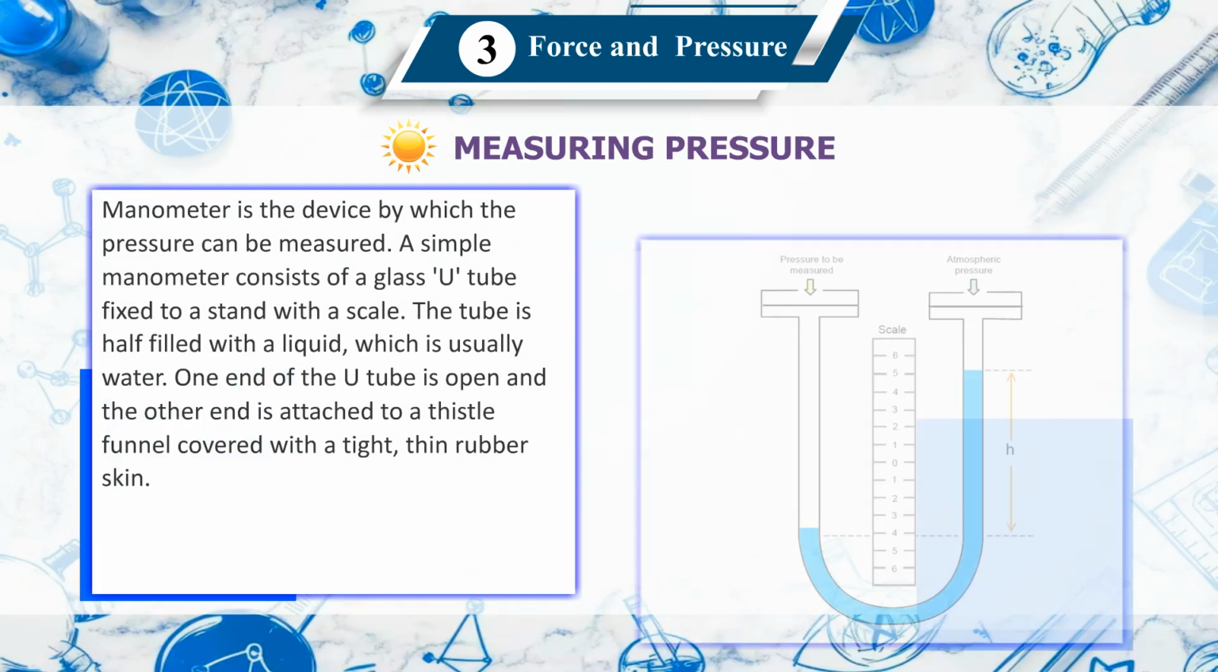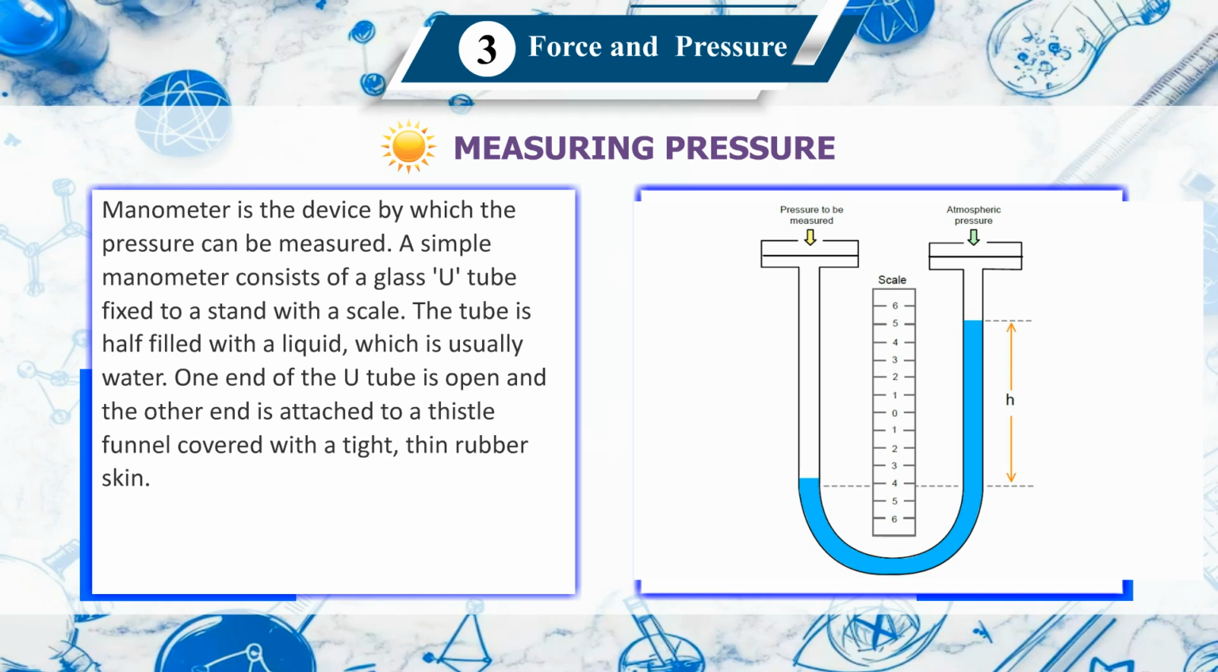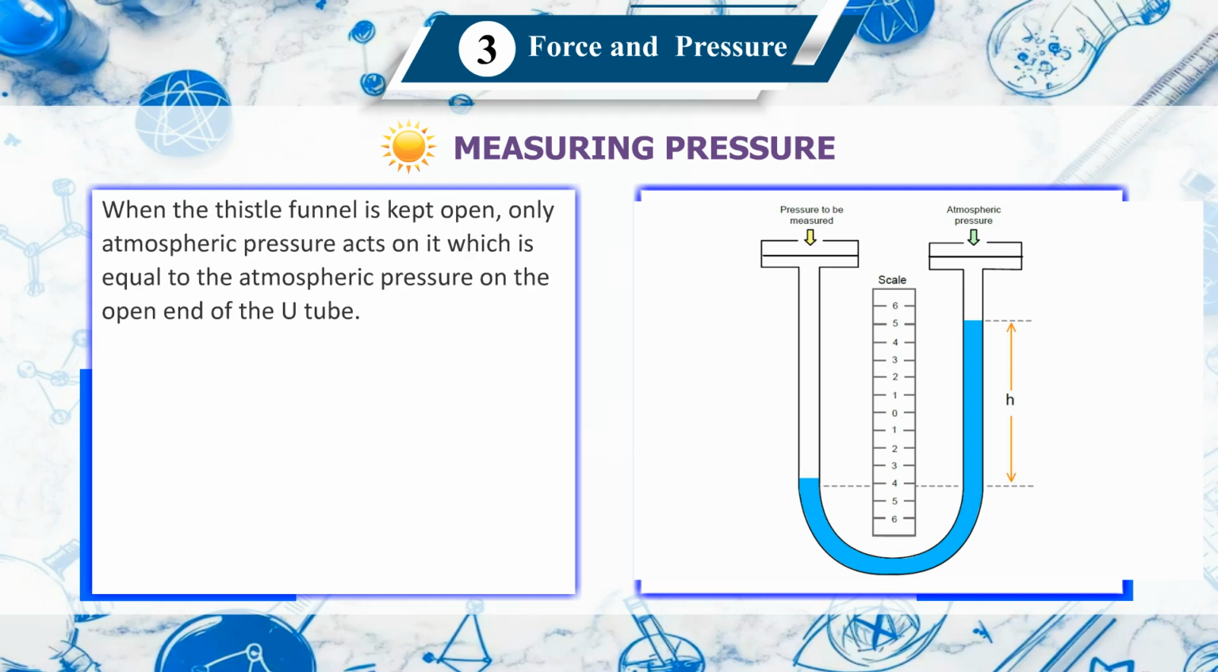Measuring pressure. Manometer is the device by which the pressure can be measured. A simple manometer consists of a glass tube fixed to a stand with a scale. The tube is half filled with a liquid, which is usually water. One end of the U-tube is open and the other end is attached to the tissue funnel, covered with a tight, thin rubber skin. When the tissue funnel is kept open, only atmospheric pressure acts on it, which is equal to the atmospheric pressure on the open end of the U-tube.